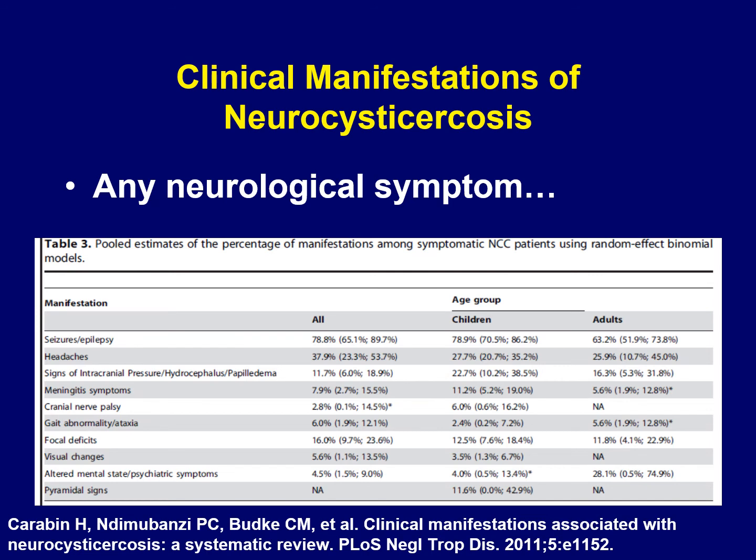There are many potential clinical manifestations of neurocysticercosis. In fact, it can cause any neurological symptom. We see that seizures are the most common neurological symptom of neurocysticercosis, but things that include gait abnormalities, focal deficit, visual changes, even psychiatric symptoms have been reported. So it's very non-specific.